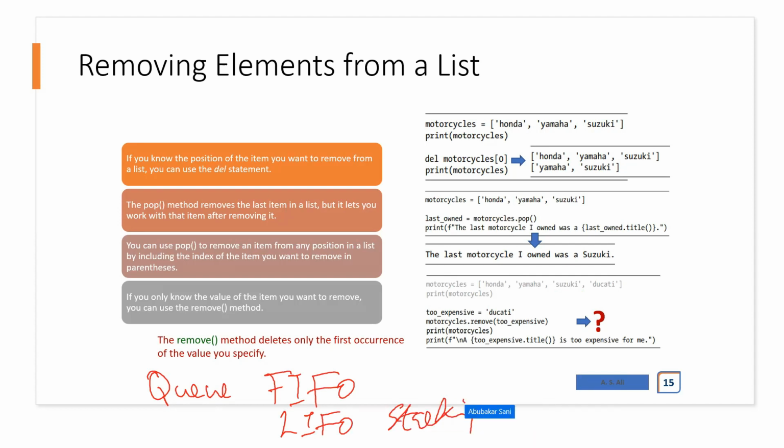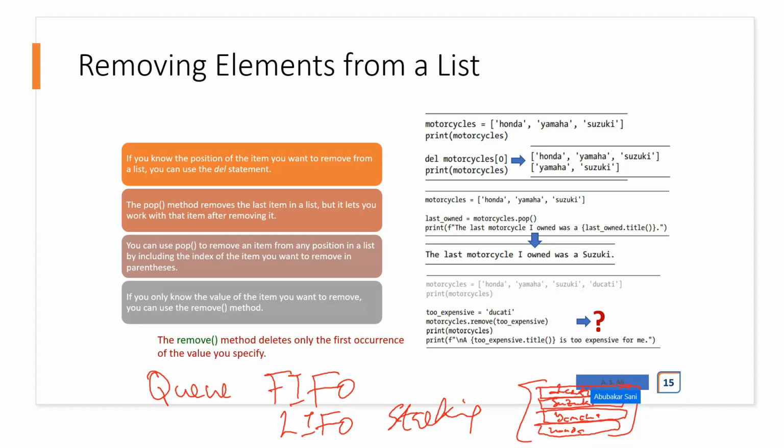Let's say you have your bag. In your bag, you are putting different things. Maybe you have books inside the bag. If you are going to remove one, which one are you going to remove? The last one that goes inside the bag, because it's the one that is on top. All right. So look at it. In the first one, let's say we have Honda. Then the next one is Yamaha. Then you have Suzuki, and then you have Ducati.